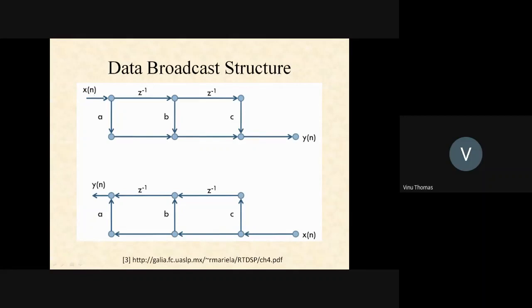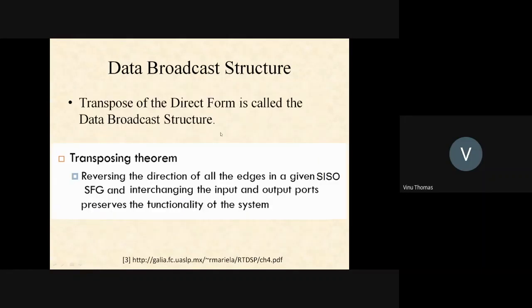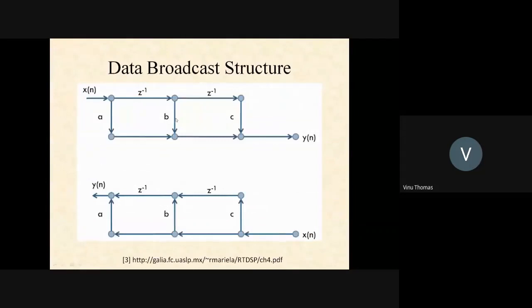So this is how you can transpose what is known as the tabbed delay line structure, which is also known as a direct form, or a transversal structure. When you transpose that, you get what is known as the data broadcast structure. So let us see how the data broadcast structure is evolved.